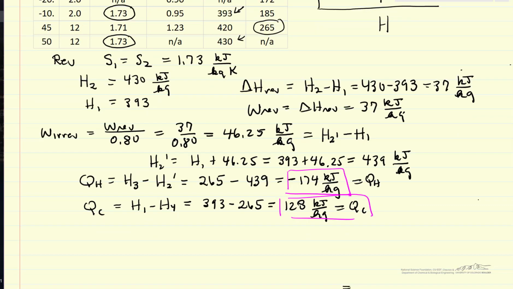So the last thing we need to calculate is the coefficient of performance. Coefficient of performance is QC over W. 128. Remember, this is irreversible work, 46.25. That's 2.77. So the coefficient of performance is 2.8.